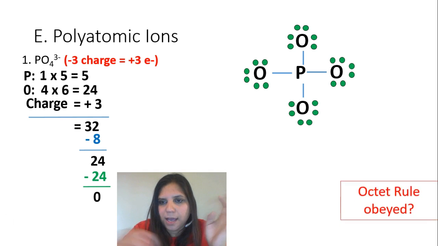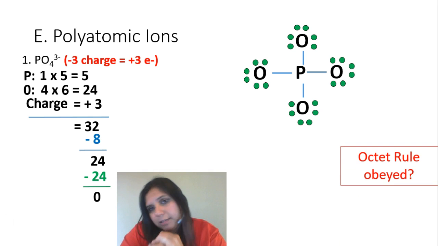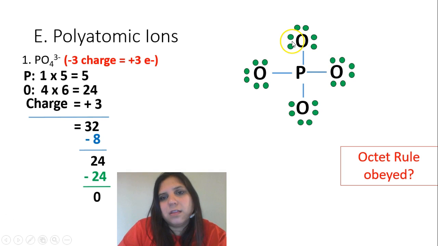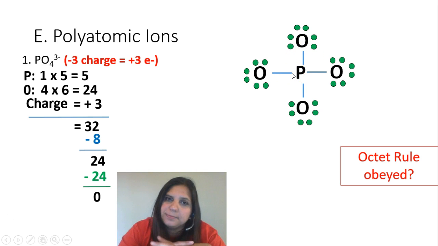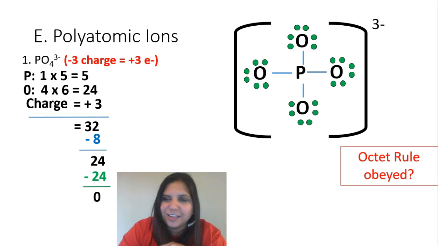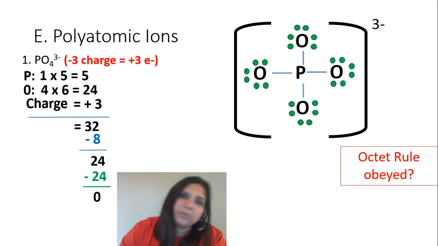So we need to know, has the octet rule been obeyed? Let's check. Oxygen, 2, 4, 6, 8. Same for this one, and this one. Then for phosphorus, it has 4 bonds or 8 electrons around it. So yes, the octet rule has been obeyed. Last thing we need to do is put brackets around the phosphate. Don't forget these. It's easy to forget, but don't forget. Anytime you have a polyatomic, you have to put these. And then you just put the charge in the upper right-hand corner.